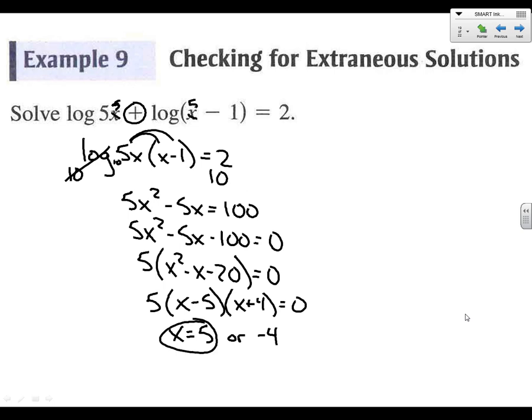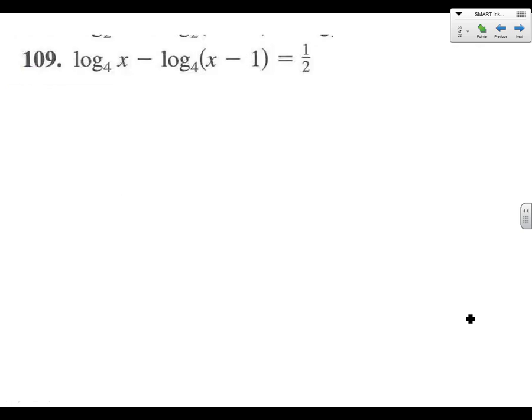But what happens if we plug in negative 4 right here? That's the logarithm of negative 20. 5 times negative 4. You cannot do the logarithm of a negative. Therefore, negative 4 cannot be one of your solutions. All right, go ahead and see if you can do it yourself on problem 109.